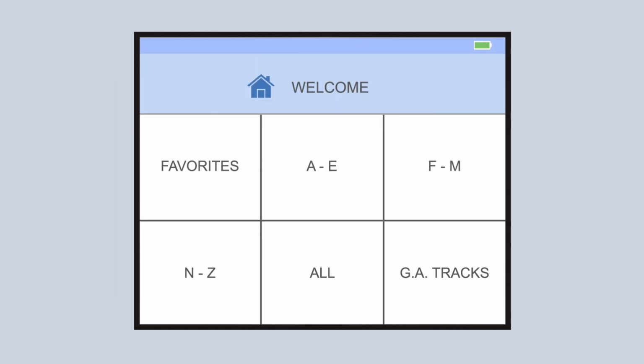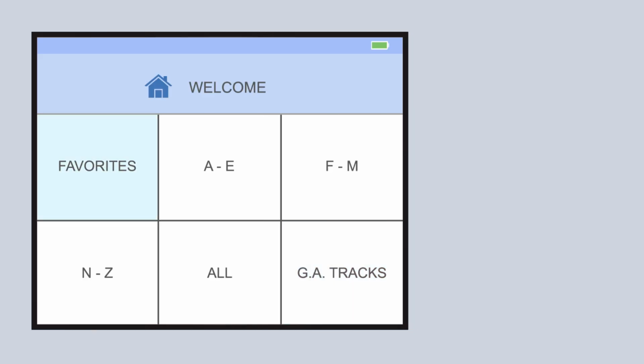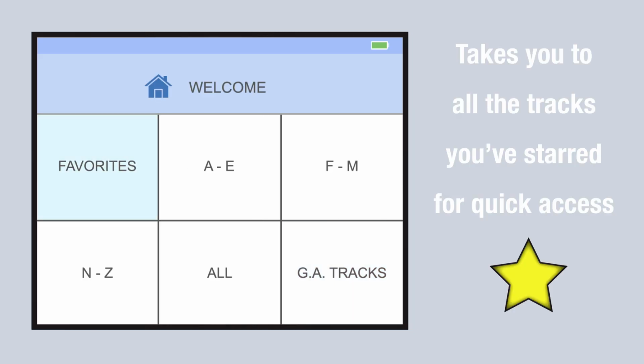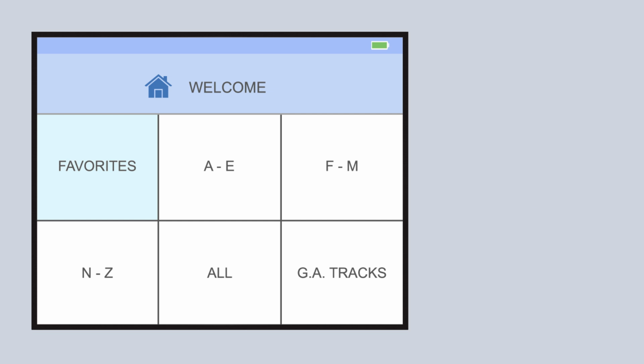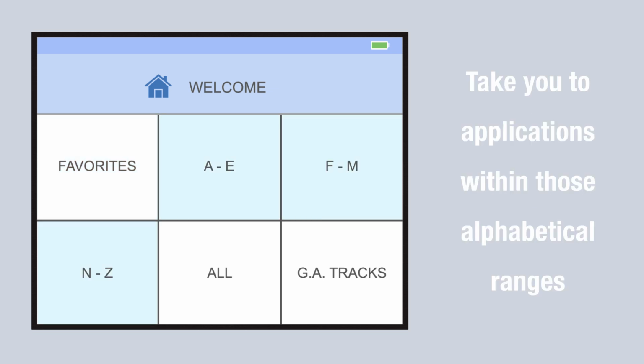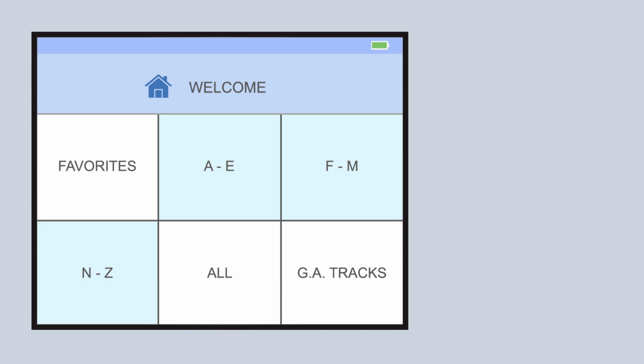The home screen has 6 buttons: Favorites, A through E, F through M, N through Z, All, and GA Tracks. Favorites will take you to all the tracks you've starred for quick access. We'll explain more about this later. A through E, F through M, N through Z will take you to applications within those alphabetical ranges. The All button will display the entire menu.